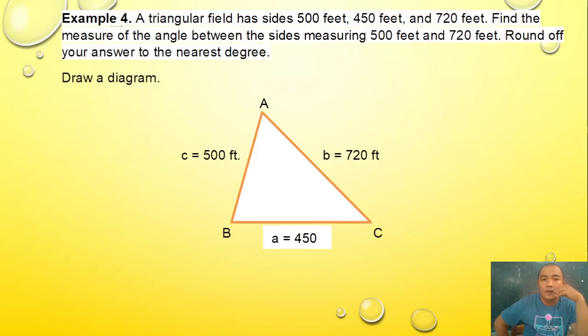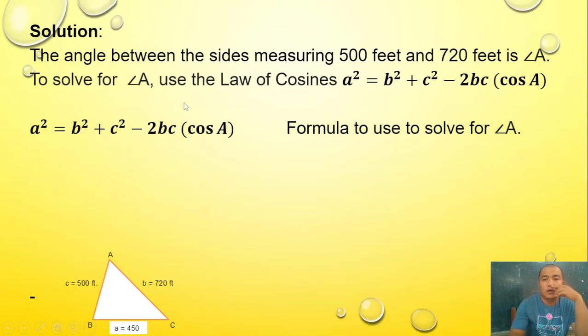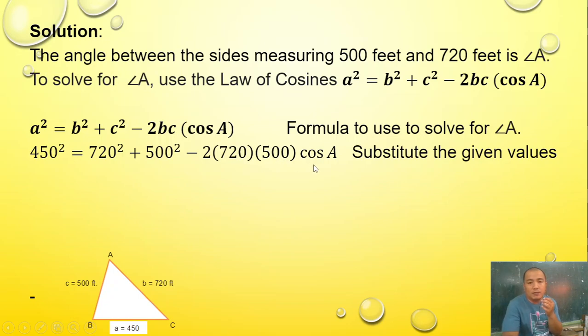A triangular field has sides 500 feet, 450 feet, and 720 feet. Find the measure of the angle between the sides measuring 500 feet and 720 feet. So what we're trying to solve here is angle A only. Angle A only, so we're going to use the formula A squared equals B squared plus C squared minus 2BC times cosine A. Substitute, yan, 450 squared equals 120 squared plus 500 squared minus 2 times 720 times 500 cosine A.